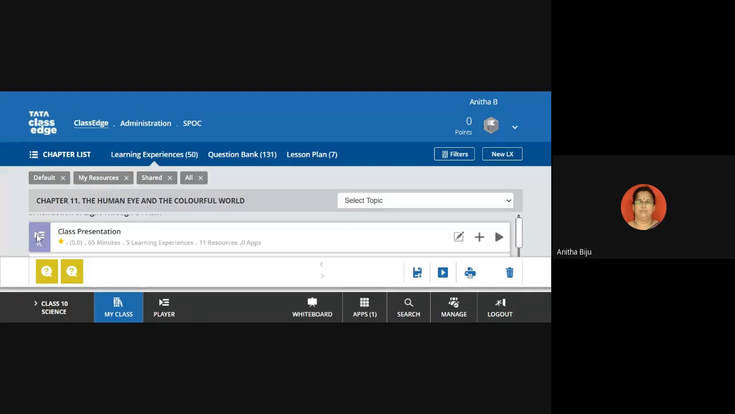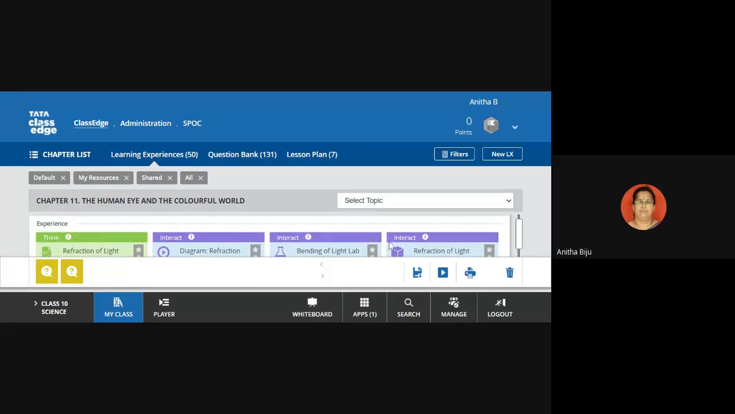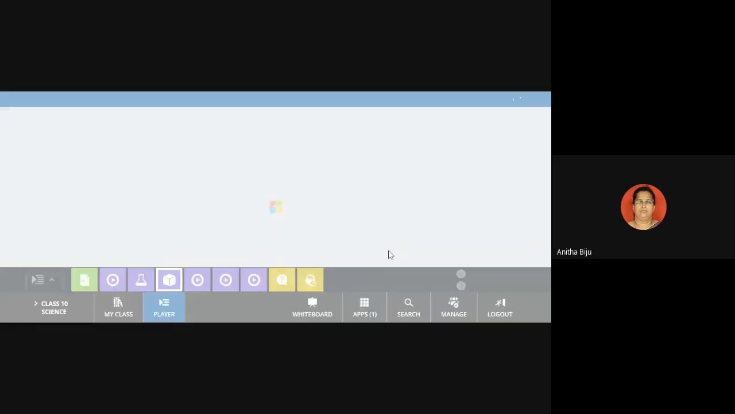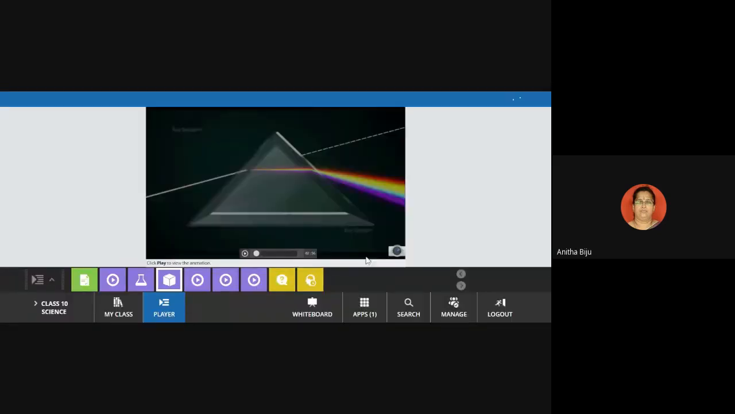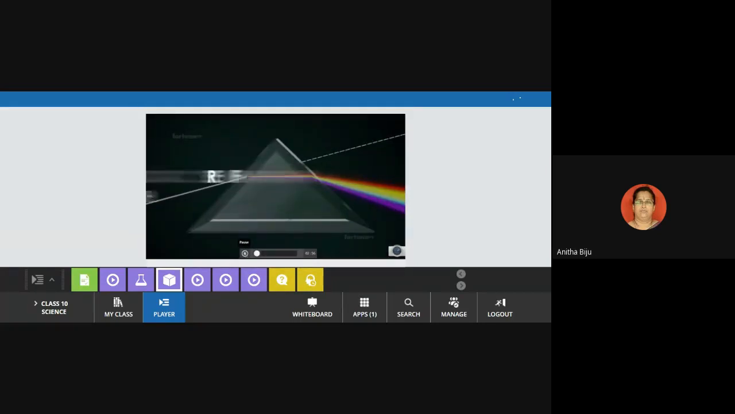It is only of 2 minutes duration, but without that it's not good. We want that 2 minutes. So you can see that. Diffraction of light through a prism.